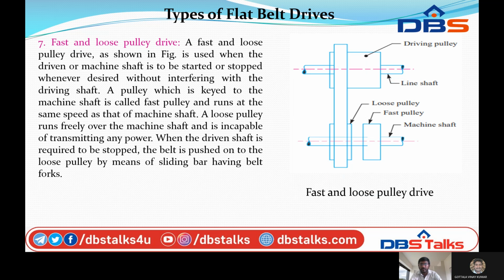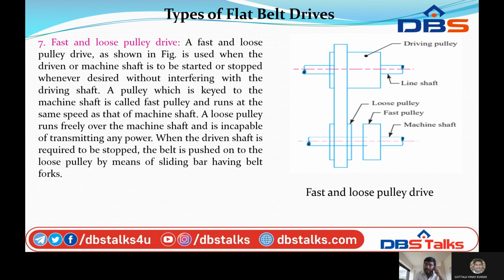So the next type of belt drive is the fast and loose pulley drive. A fast and loose pulley drive, as shown in the figure, is used when the driven or machine shaft is to be started or stopped whenever desired without interfering with the driving shaft. A pulley which is keyed to the machine shaft is called a fast pulley and runs at the same speed as that of the machine shaft.